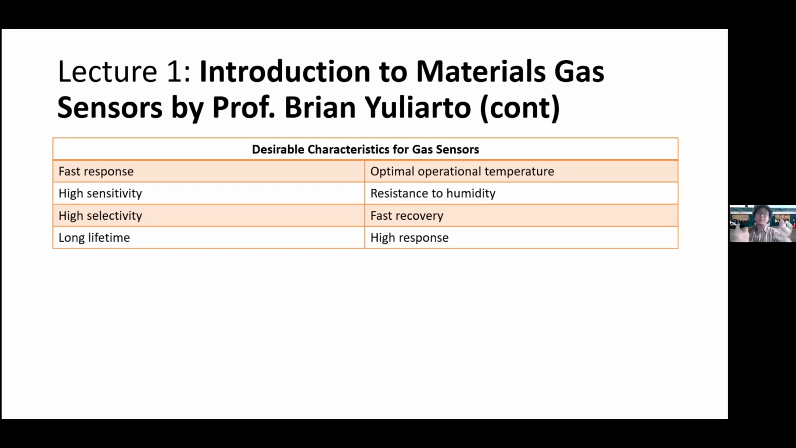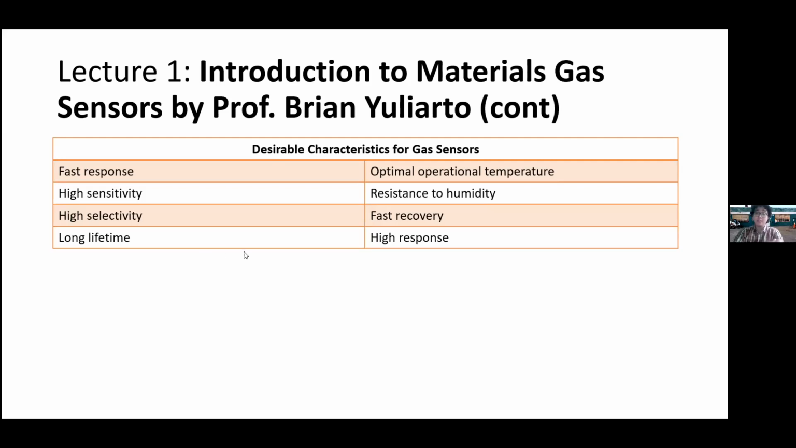First is fast response. What is fast response? It is the ratio of sensor resistance before and after exposure to the gases. High sensitivity is a high gradient of the response-concentration curve, and high selectivity means the capability of the sensor to distinguish different gases. Then long lifetime and optimal temperature, the temperature at which the sensor delivers maximum response, which depends on whatever gas we want to detect.